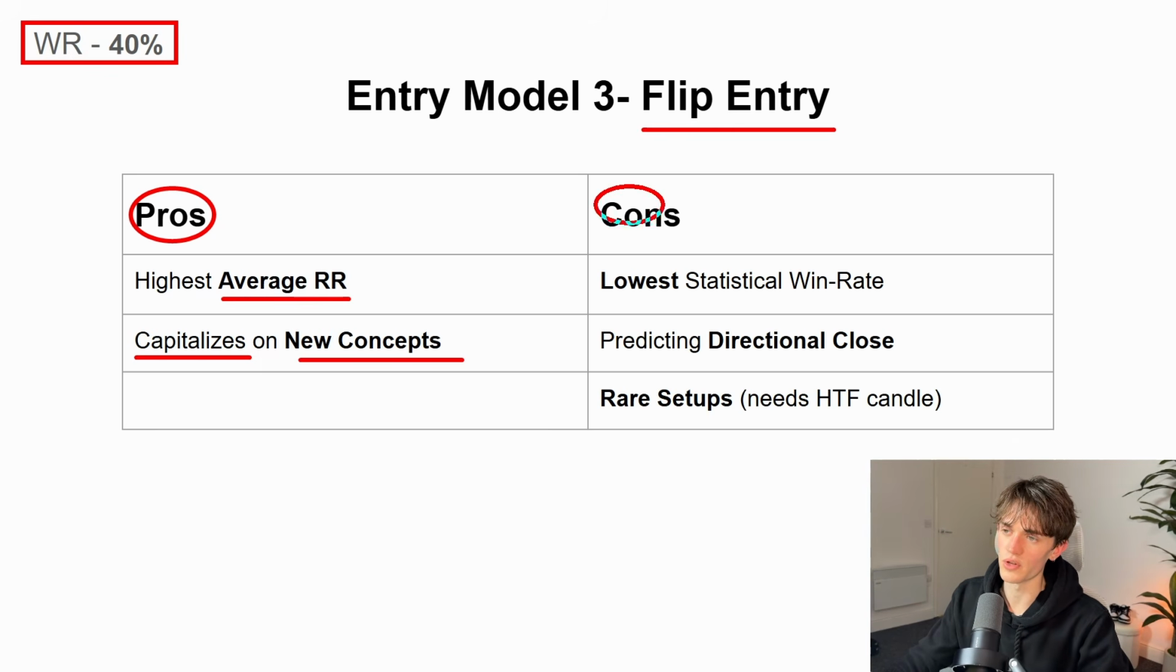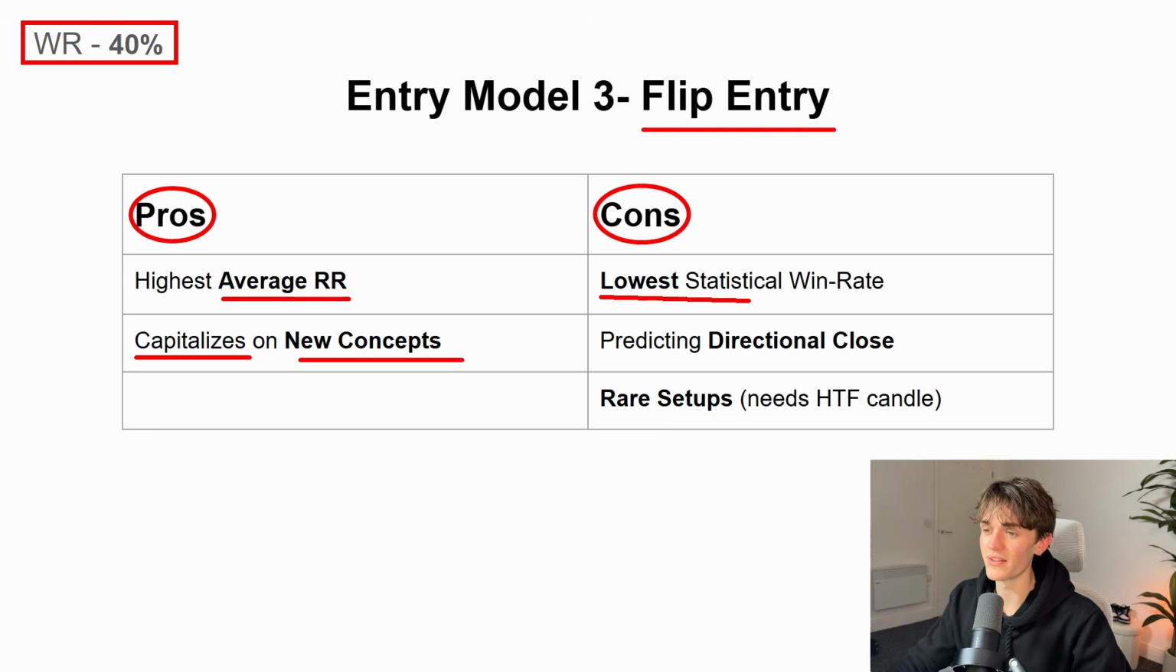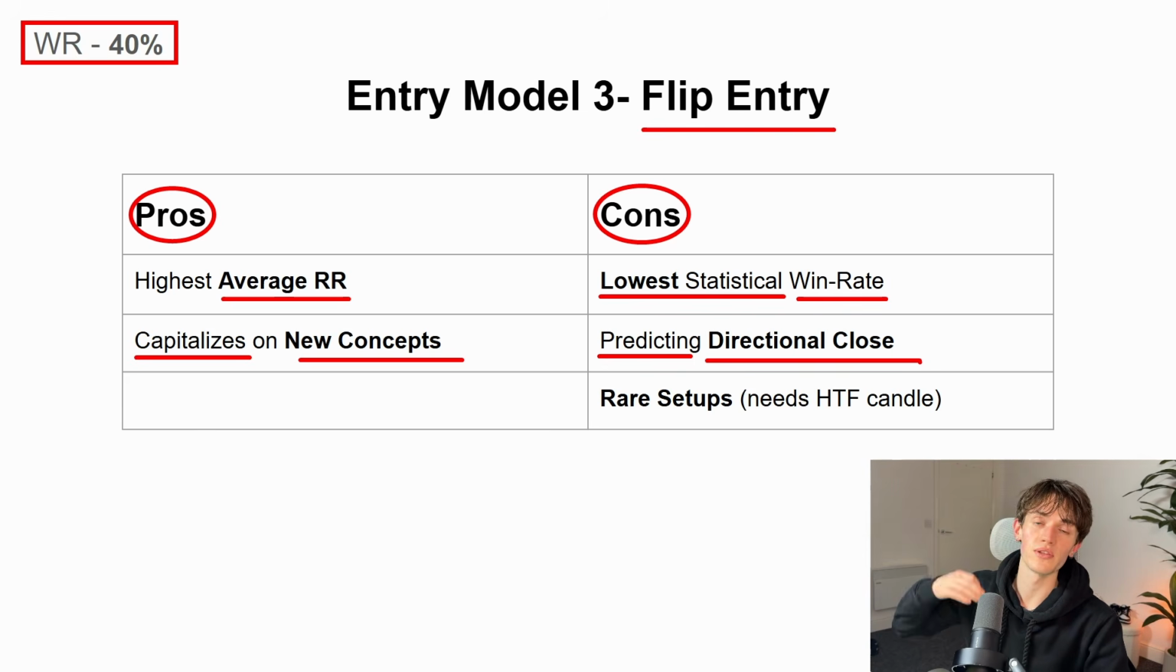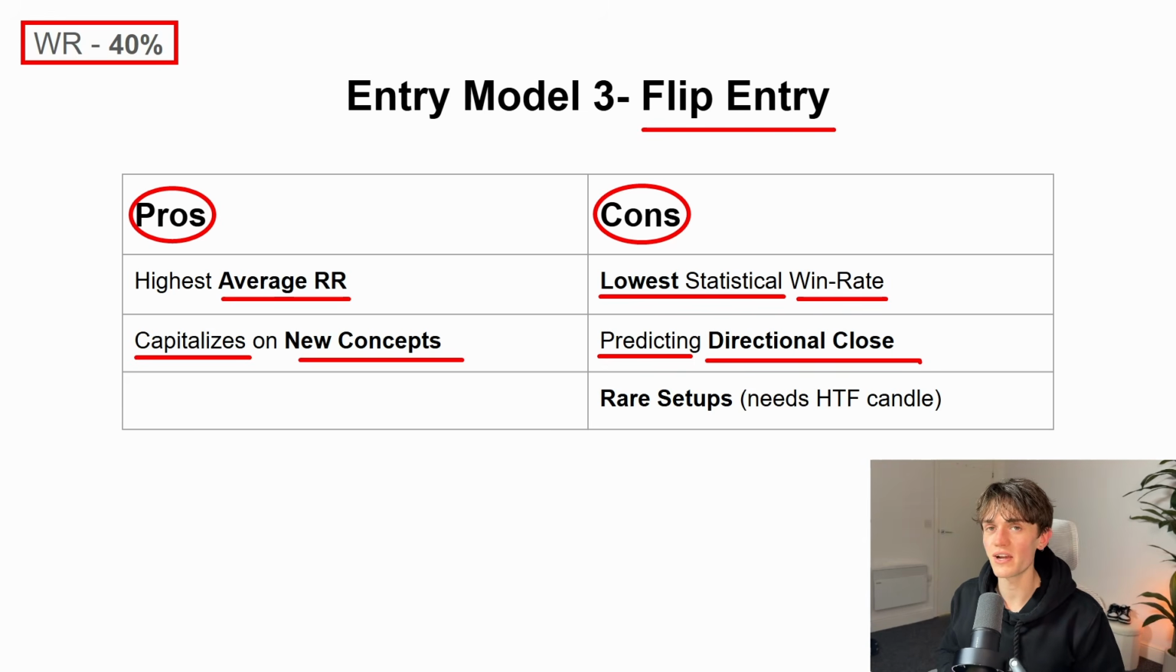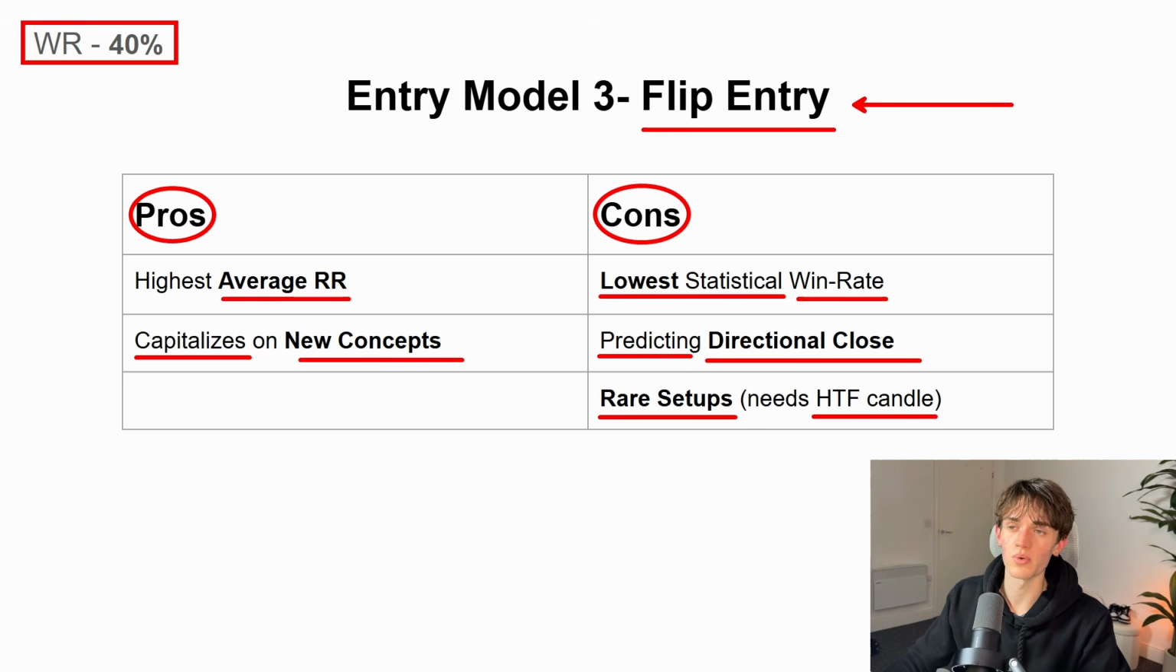Now let's move straight onto the cons, and starting out, it is going to have the lowest statistical win rate. Now I say statistical because it is literally just predicting the directional close, similarly to the flip entry. As I've said, the directional close is the entry model that everything else is based off of. It has the highest returns, it is the easiest to use, but if on the rare chance a new higher time frame candle is being formed, then we can use the flip entry to our advantage and just get more risk to reward for that setup. And that's why I keep saying that it is important to know all of these so you have all of them in your arsenal for different scenarios.